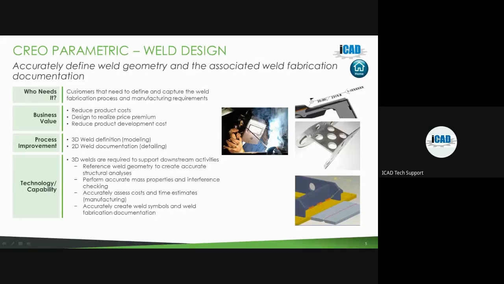3D welds are required to support downstream activities like referencing weld geometry to create accurate structural analysis, perform accurate mass properties and interference checking, and accurately assess the cost and time estimates for manufacturing. It will also accurately create the weld symbols and weld fabrication documentation. How we can use all these weldings, and how we can show and use them in this 2D documentation, I will show in detail.